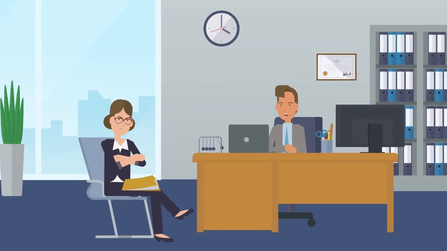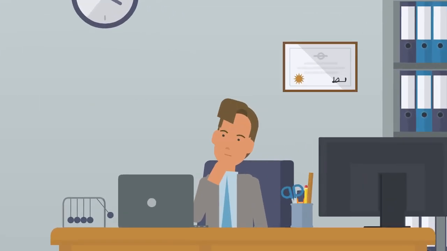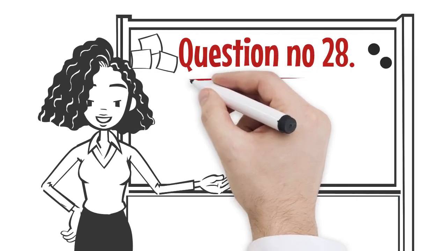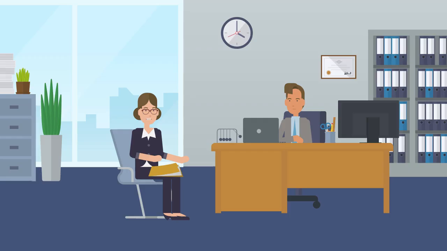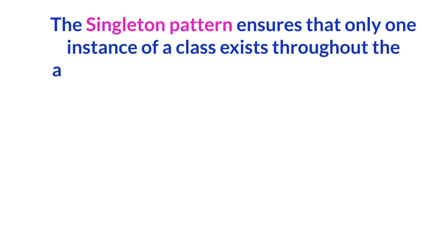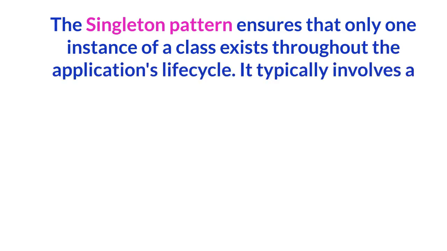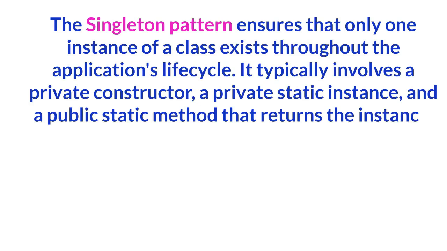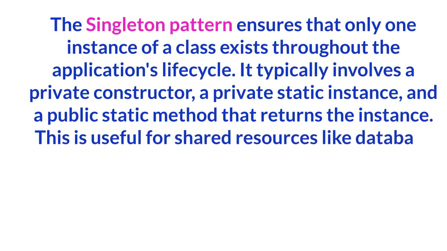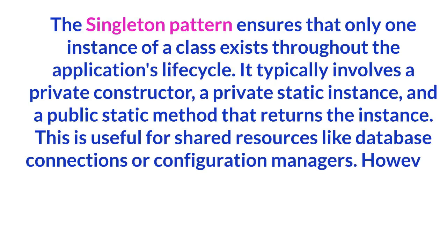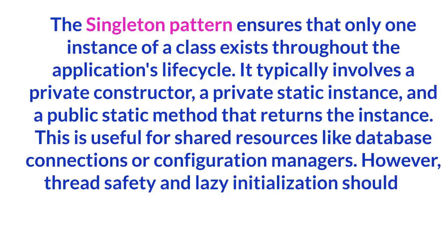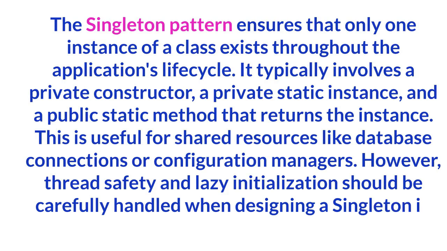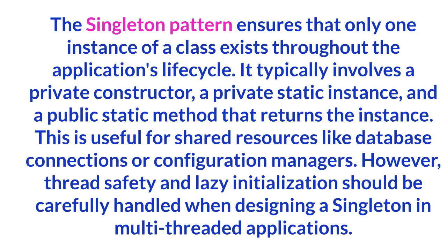What is the singleton design pattern in Java? The singleton pattern ensures that only one instance of a class exists throughout the application's lifecycle. It typically involves a private constructor, a private static instance, and a public static method that returns the instance. This is useful for shared resources like database connections or configuration managers. However, thread safety and lazy initialization should be carefully handled when designing a singleton in multi-threaded applications.